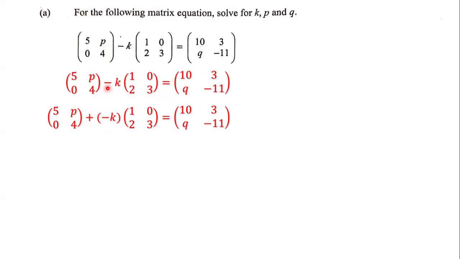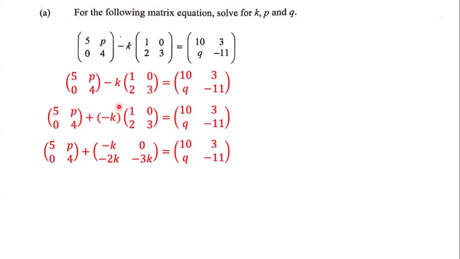Okay, now let's take negative K and multiply it by each entry in this square matrix. Negative K multiplied by 1 is negative K. Negative K multiplied by 0 is 0. Negative K multiplied by 2 is negative 2K. Negative K multiplied by 3 is negative 3K. And so we have this matrix. We bring down this matrix 5, P, 0, and 4. And we bring down this matrix, we don't change anything: 10, 3, Q, and negative 11.